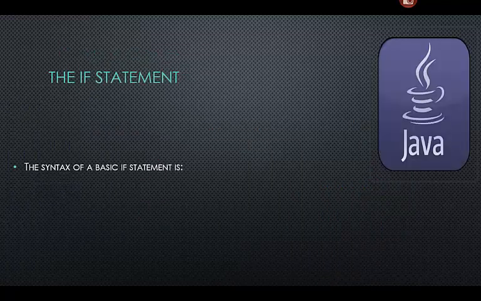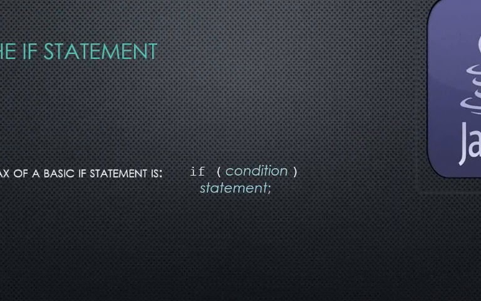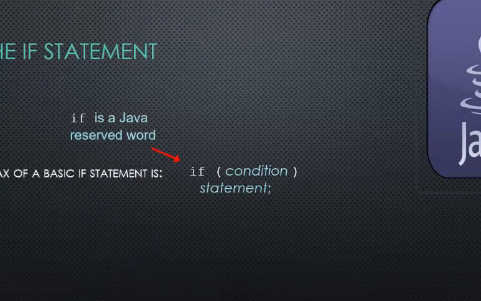Here is the basic syntax of the if statement. We need to use the keyword if. It's a Java reserved word, and it lets Java know that we're going to be making some type of decision or selection. We follow that with the left paren, and inside the parentheses we put some type of Boolean expression. That's the condition. If that condition is true, then we are going to execute the statements associated with the if condition.